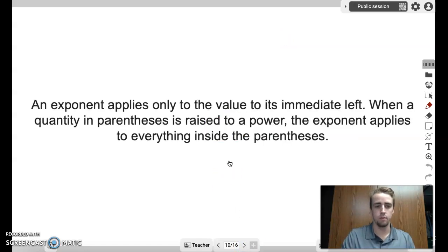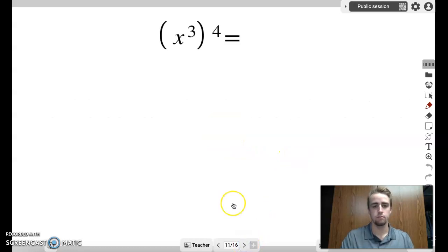An exponent applies only to the value to its immediate left. When a quantity in parentheses is raised to a power, the exponent applies to everything inside the parentheses. Let's see what this means. We have these parentheses here, and our x is on the outside. Now this is totally different. We're not going to add them this time. We are going to keep our x, but now we are going to do 4 times 3, and that's going to give us 12. So x to the 12th power.